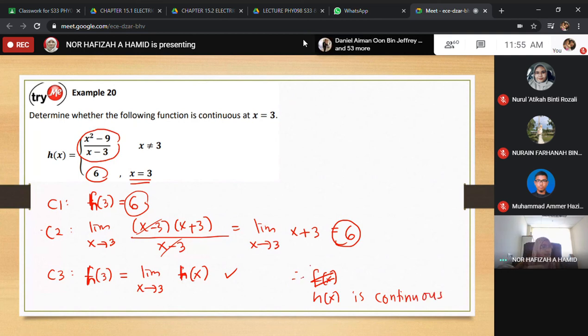So you conclude fx, hx is continuous. Okay. So boleh tak continuity? Soalan tak? Boleh. Okay.